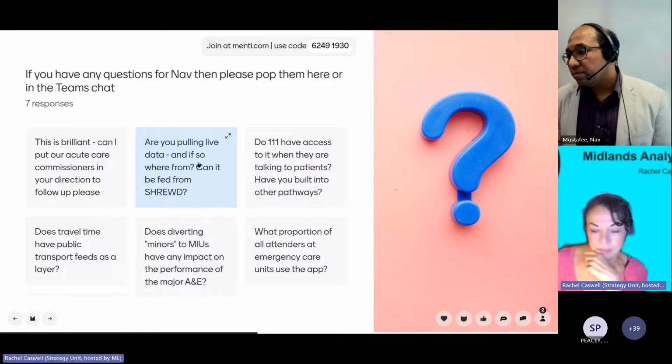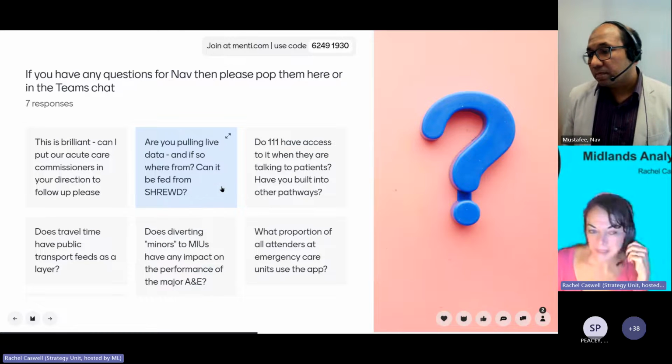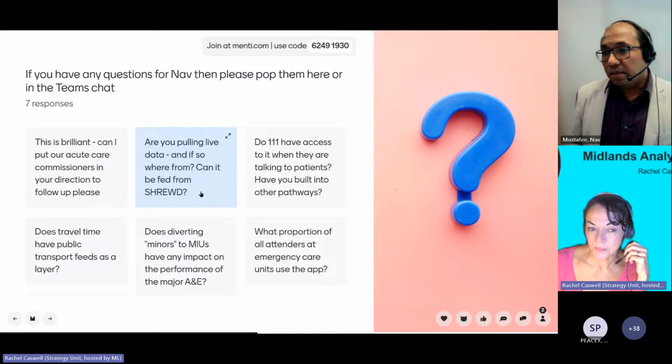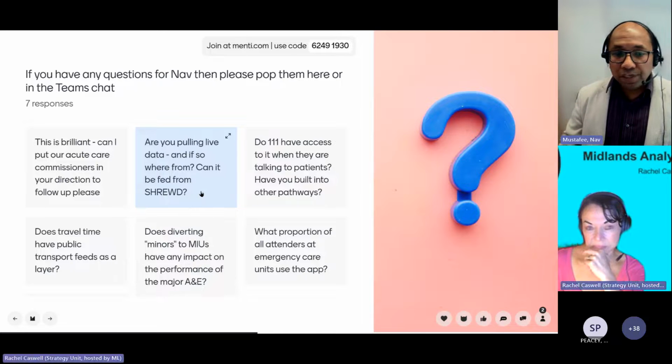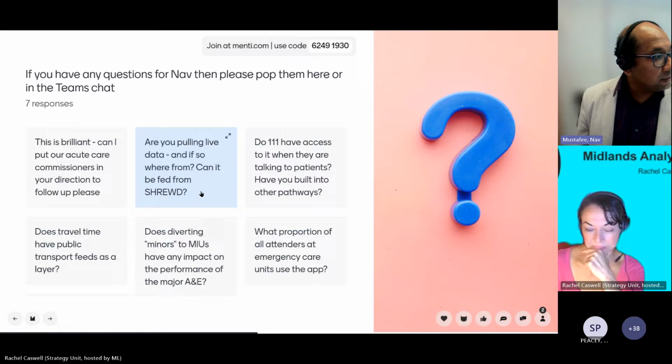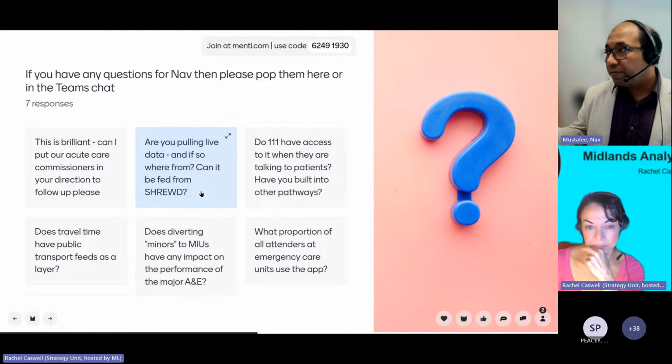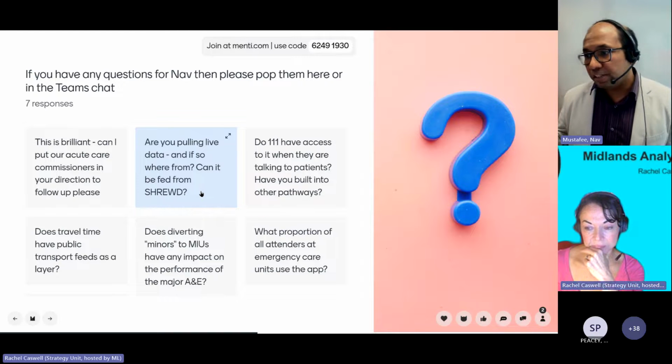The next point here. So there are six here. Are you pulling live data? If so, where from? Can it be fed from Shrewd? Yes. So we are pulling the live data. Actually, we are not pulling. The data is being pushed to us from what we call the A&E patient flow systems, like Epic, Patient First.